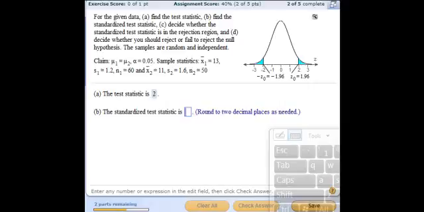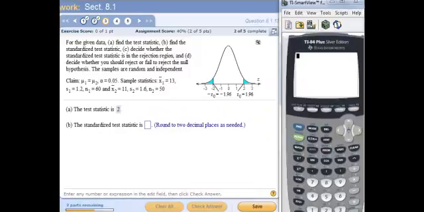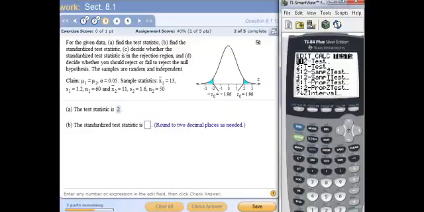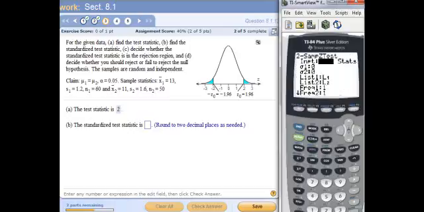And now it says the standardized test statistic is. Here we're going to have to use our calculator. Okay, so we are doing a 2 sample z-test. So stat, arrow over to tests, and choose number 3. We have stats. We don't have data. We have sample sizes, each of which are more than 30, so we can use S instead of sigma.